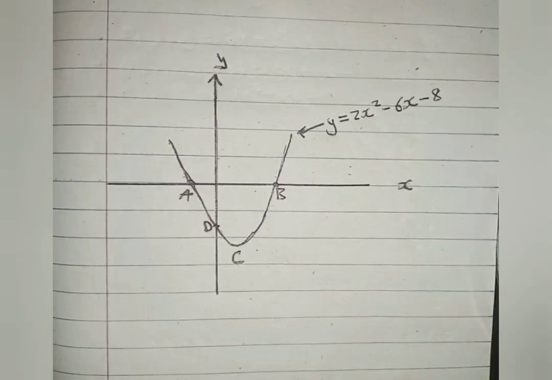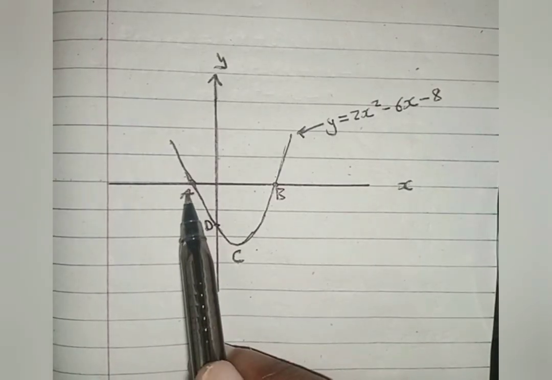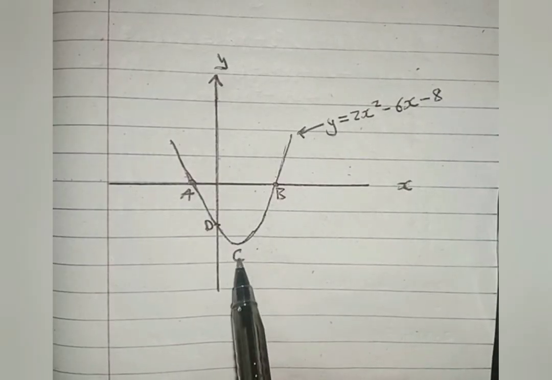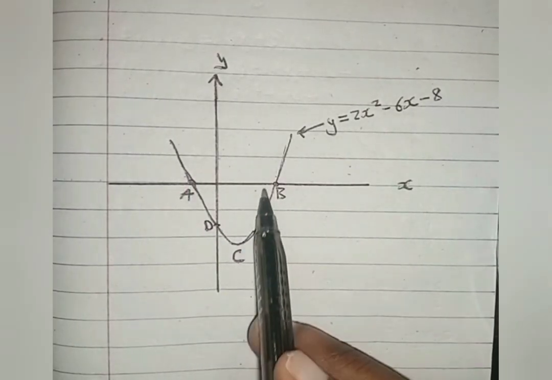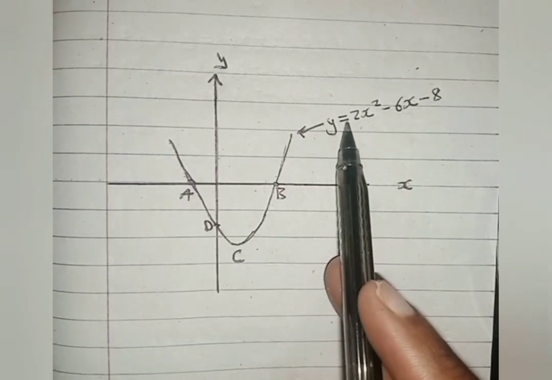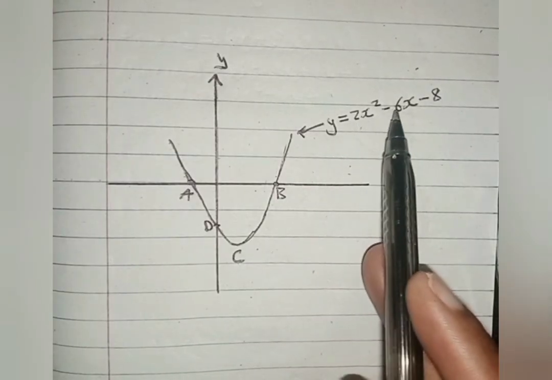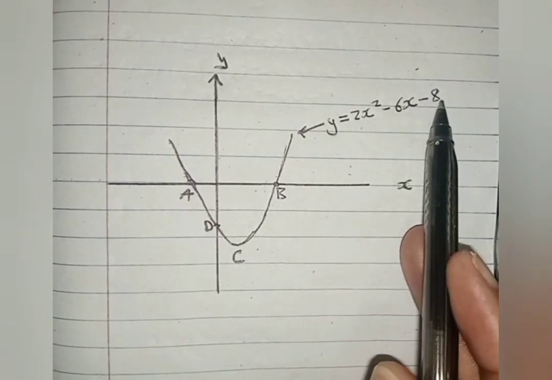Let us discuss the graph of a quadratic function. We look at point A, point B, point C, and point D. This graph is given by y is equal to 2x squared minus 6x minus 8.